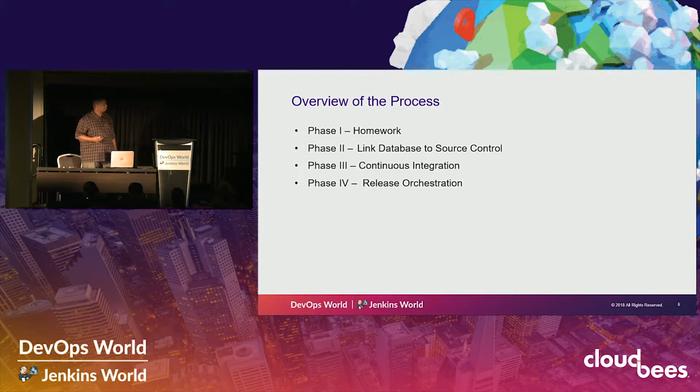The second phase is where they start working with the tool. And the tool that we're using is Redgate, the Redgate SQL tool belt. So the second phase is when they actually use those tools to link to the database. The third phase is continuous integration. That's where you actually use Jenkins to replace some of those manual steps. And the last phase is release orchestration, and that's where we tie everything together and try to remove all those manual steps and use our release orchestration tool.